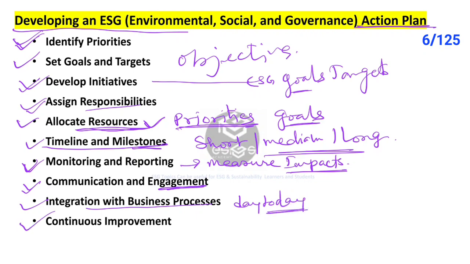In continuous improvement, again, we talk about driving the culture of continuous learning and development by regularly reviewing and updating the ESG action plan based on feedback, performance data, and emerging trends. We adjust the goals, targets, and initiatives as needed to stay responsive to evolving ESG challenges and opportunities.